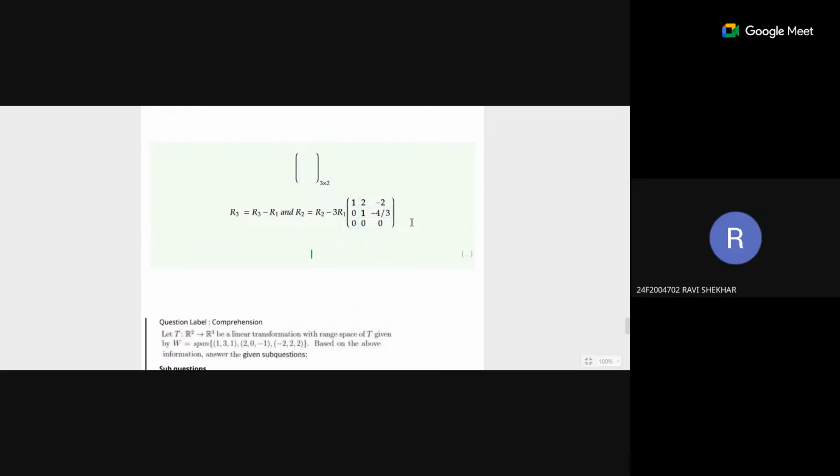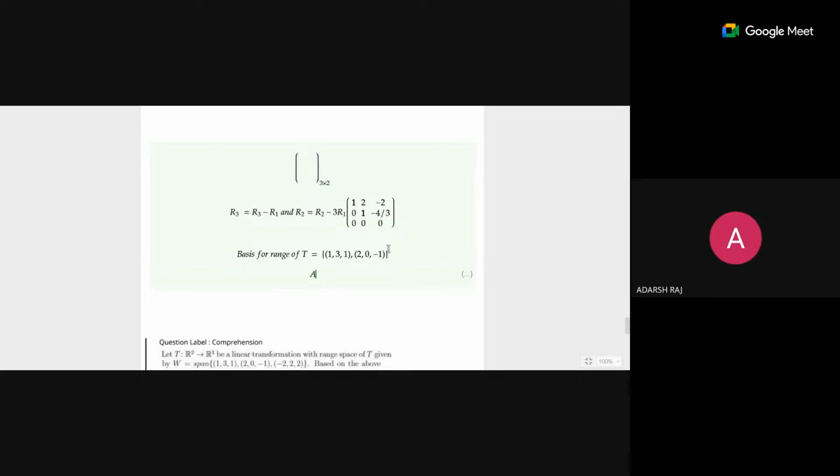Yes, sir. So the first and second vectors are linearly independent. And the basis for the range of T is this one: 1, 3, minus 1. So this is the basis for the range of T, right? Yes, sir. And suppose this is a transformation matrix A.